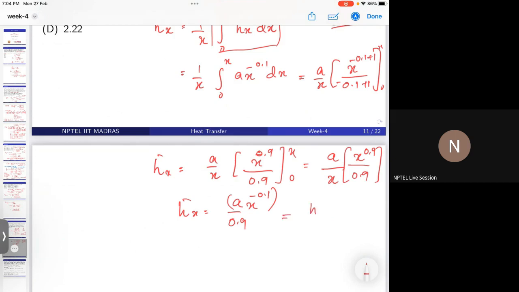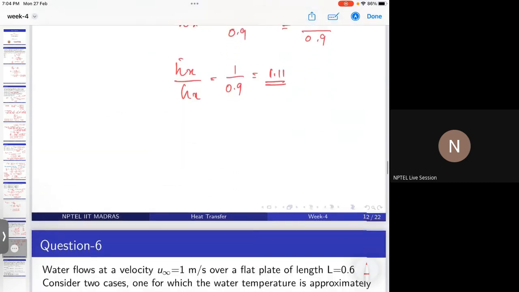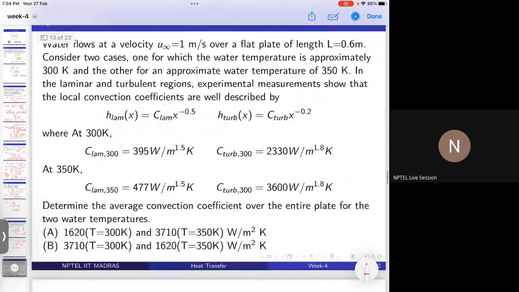This is the local hx by, right? So the required ratio is h bar x divided by hx, which is equal to 1 by 0.9. Is it right? Yes, sir. Yeah, so it will come out to be around 1.11. Okay. So let's move on to the next question.